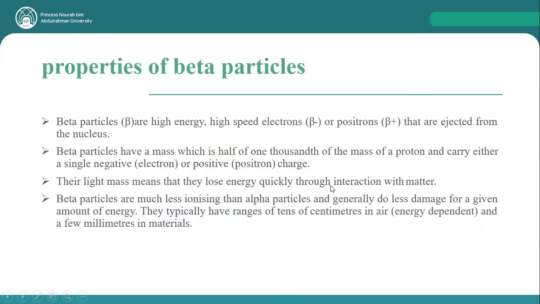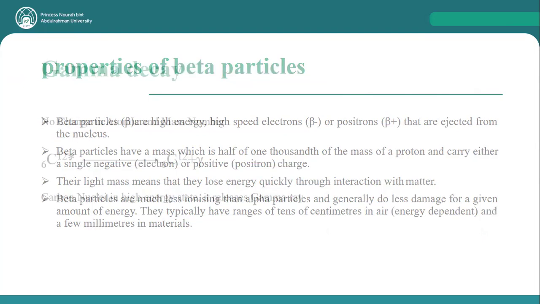Properties of beta particles. Beta particles are high energy, high speed electrons or positrons ejected from the nucleus. Beta particles have a mass which is half of 1,000th of the mass of a proton, and they carry either a single negative or positive charge. Their light mass means that they lose energy quickly through interaction with matter. Beta particles are much less ionizing than alpha particles and generally do less damage for a given amount of energy. They typically have a range of tens of centimeters in air and a few millimeters in material.